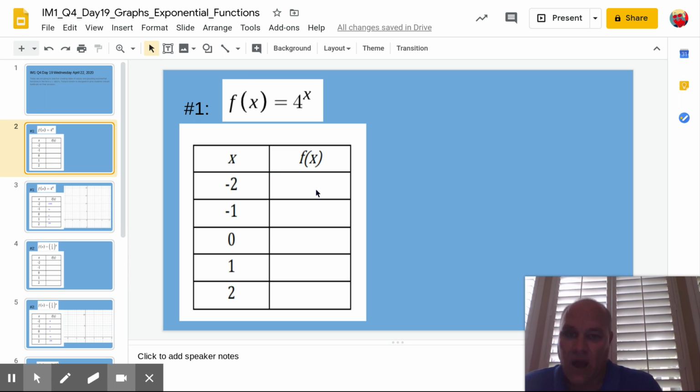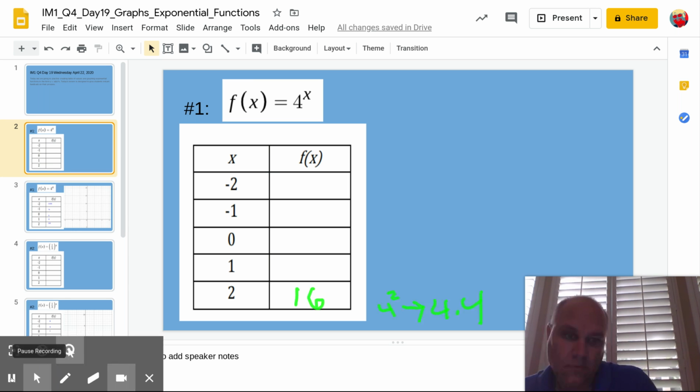So I'd like you to start off. Let's do the first one. Let's start with the positive integers first. Let's do 4 to the second power. Can you go ahead and figure that one out? 4 to the second means 4 times 4, so the result is 16. So when x is 2, f of x is 16, or if we're going to plot this point, it's (2, 16), which means I'm going to go right 2, up 16 when we plot that point.